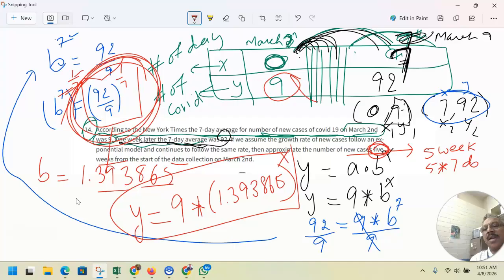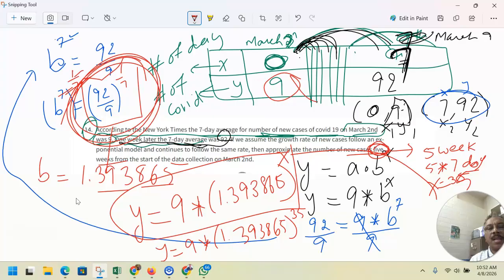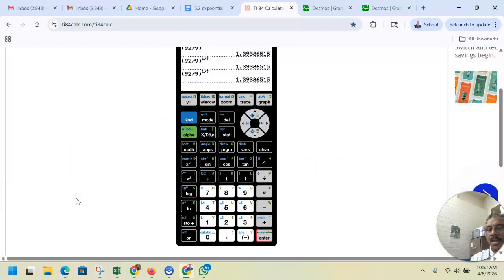So multiply by 7, and you get 35 days. So your x becomes 35. You plug in here. So you get y equals 9 times 1.393865 and put 35. And you get the answer. If you go to the calculator, I can go backspace and enter that one more time. Sorry, 9 times 1.393865, go up, input your number 35. Can you get the answer?